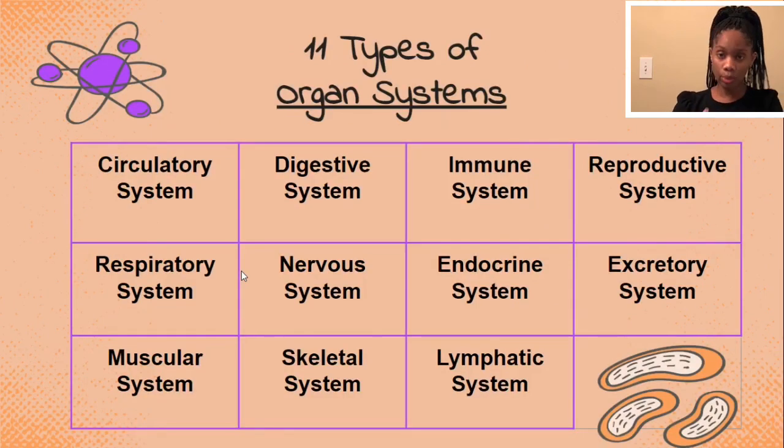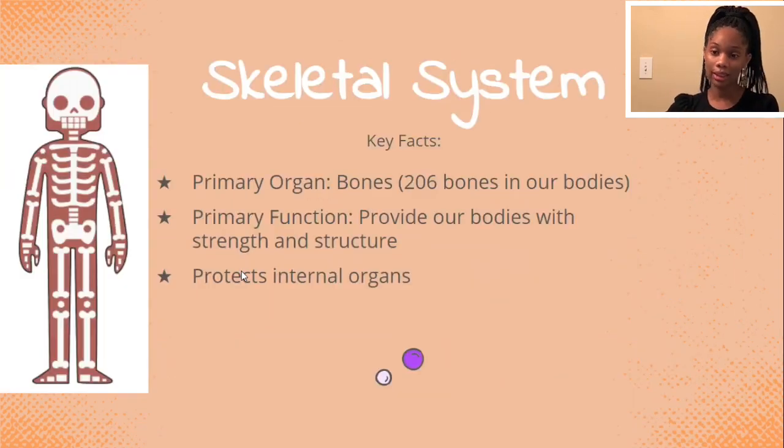Now, in our bodies, we have 11 types of organ systems. So we have the circulatory system, the digestive system, the immune system, the reproductive system, the respiratory system, the nervous system, the endocrine system, the excretory system, the muscular system, the skeletal system, and the lymphatic system. All right, so those are the 11 types of organ systems that we have. Now, we are only going to talk about a good 6 or 7 of them today, okay? So let's start with the skeletal system.